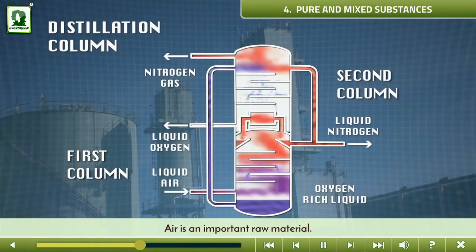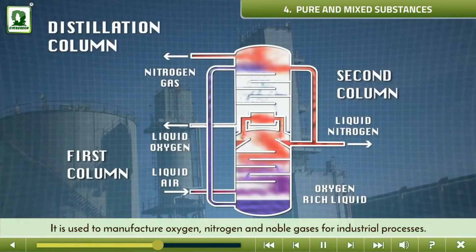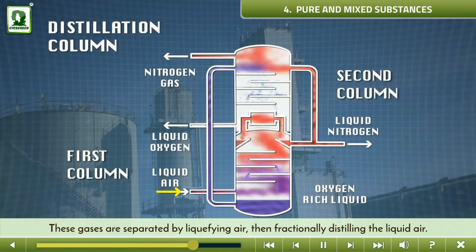Air is an important raw material. It is used to manufacture oxygen, nitrogen, and noble gases for industrial processes. These gases are separated by liquefying air, then fractionally distilling the liquid air.